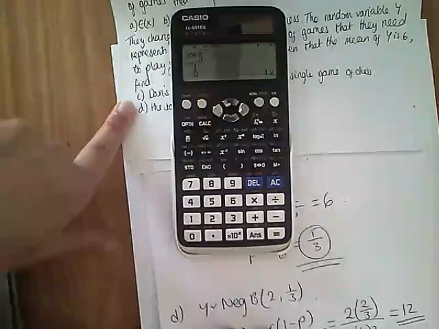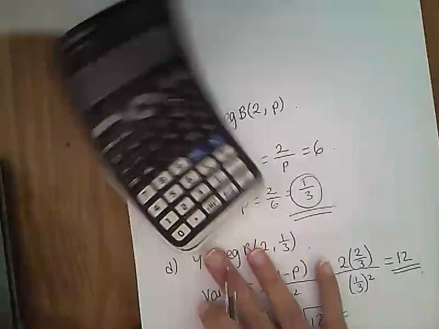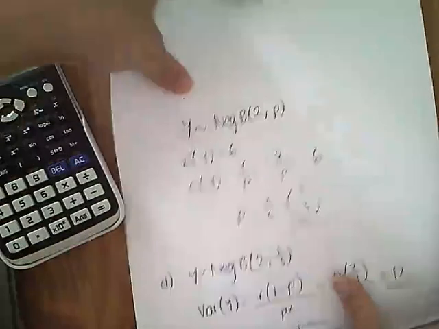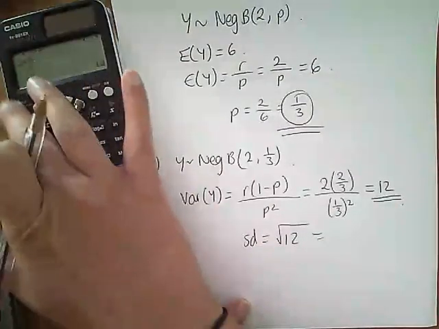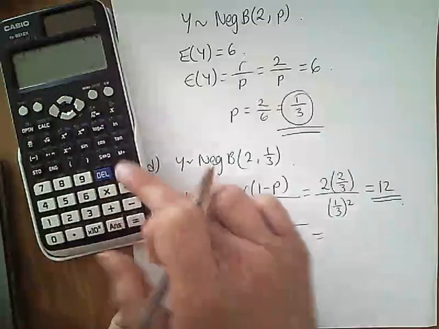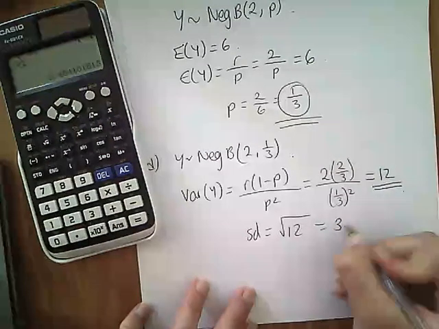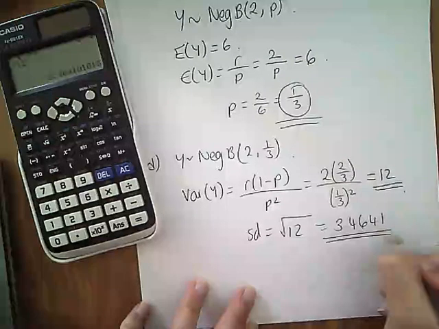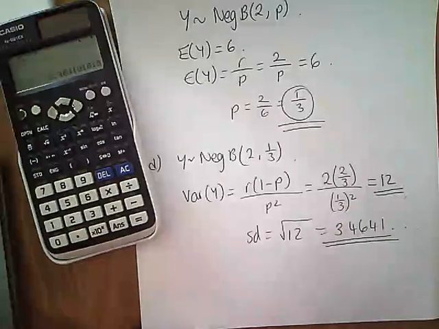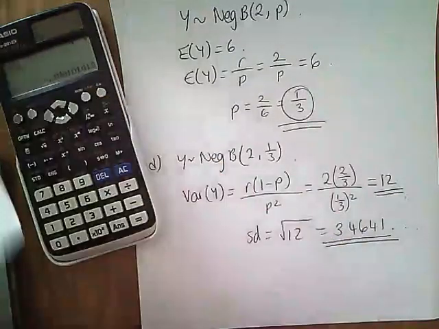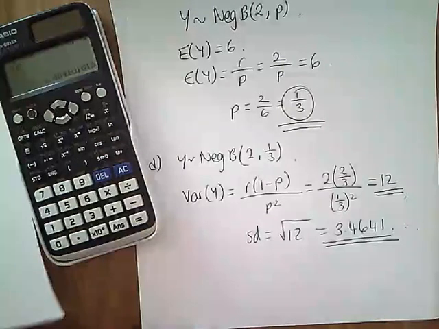So that is 12, and that means that my standard deviation is the square root of 12, which is obviously 2 root 3, which is 3.4641, and so on. That is the standard deviation. So now we should be able to do exercise 3D.